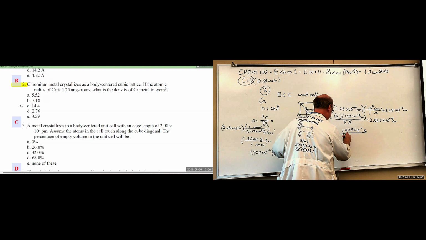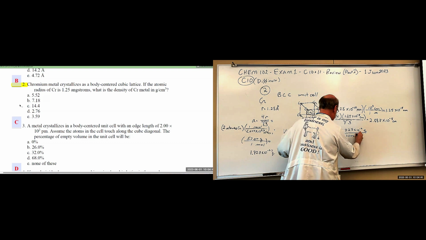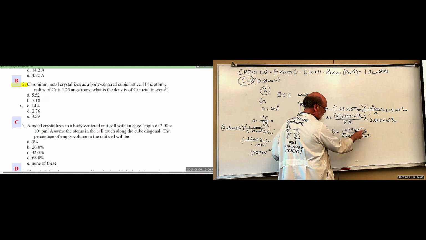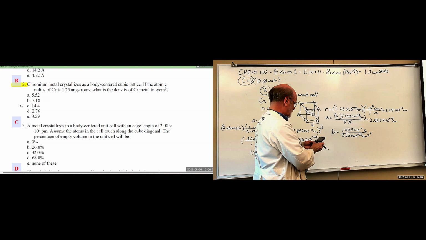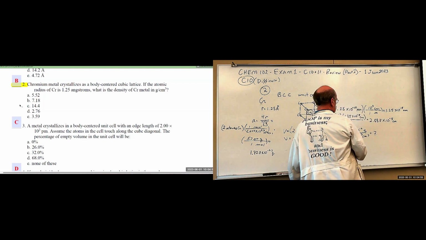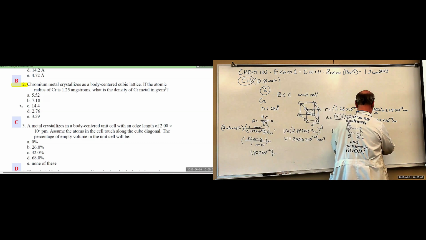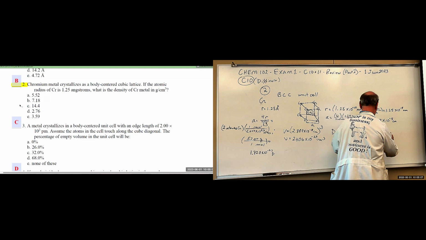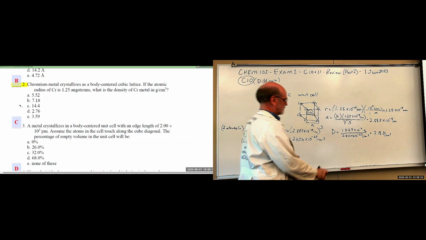2.406. That's just the edge of the cube. 2.406 times 10 to the minus 23 cubic centimeters. So our units are right, grams per cubic centimeter. Let's see, just swap places for those and divide. So I get 7. Let's see. I'm limited to 3 significant figures. 7.78 grams per cubic centimeter. That's B. B's in.